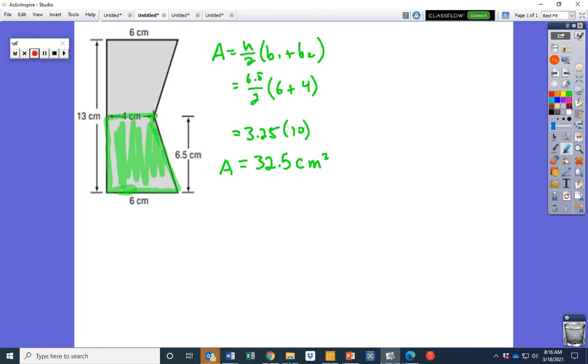Okay, what do I now need to find the area of? This one. Okay, but if it's exactly the same, what do I need to do with this measure right here? Multiply times 2. Okay, that's going to give me the area of both because there are two trapezoids here. So what is 32.5 multiplied by 2? 65 what? Centimeters squared. Okay? Does everybody see what I did there?